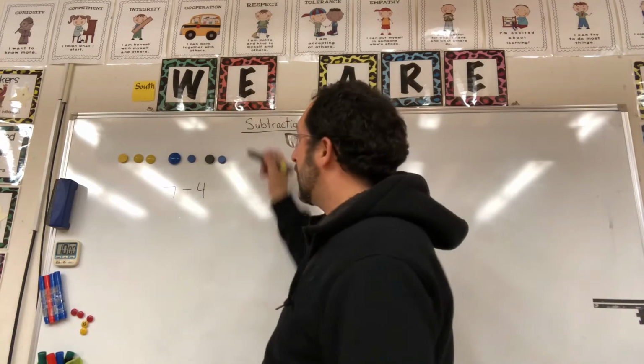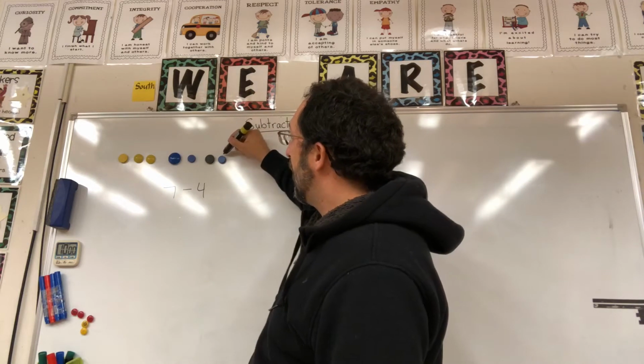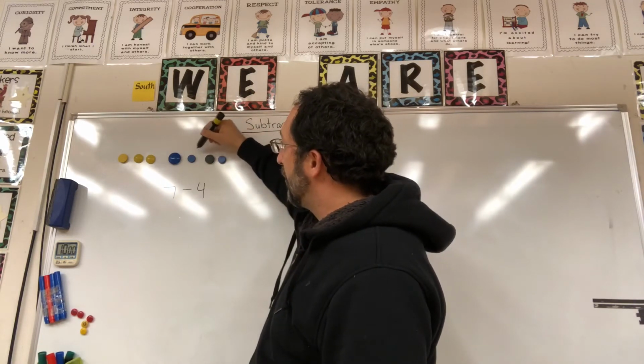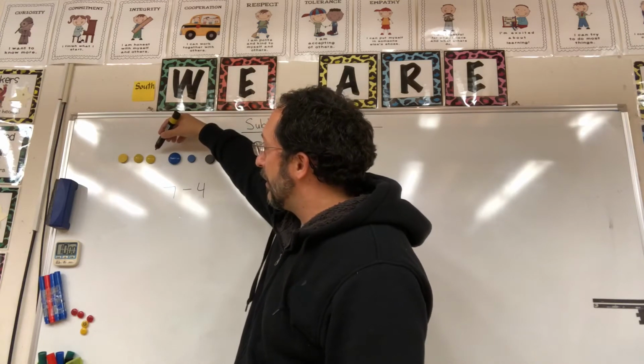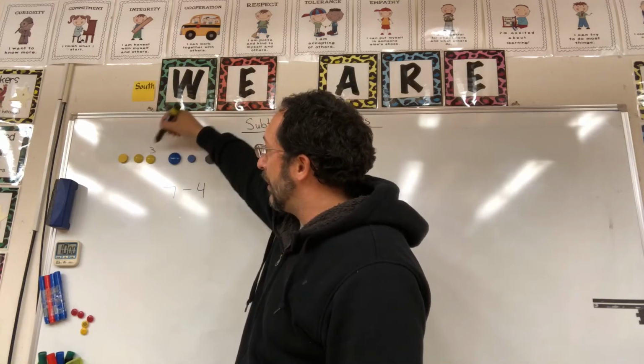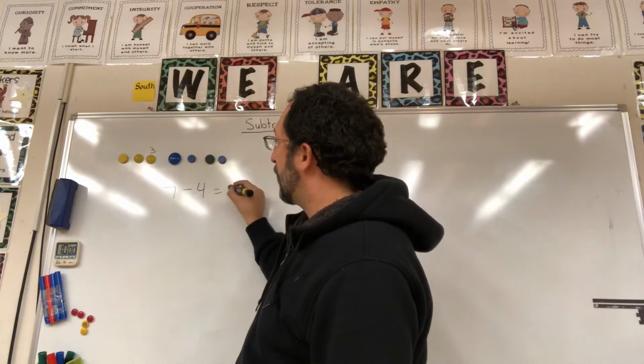We're going to do another way. Another way people do subtraction is by counting backwards. So if you start here, this is number 7, and go backwards, we go 6, 5, 4. So we've taken away these 4, and then the remainder is 3. So we take those 4 away, we get to 3. That's the way of counting backwards.